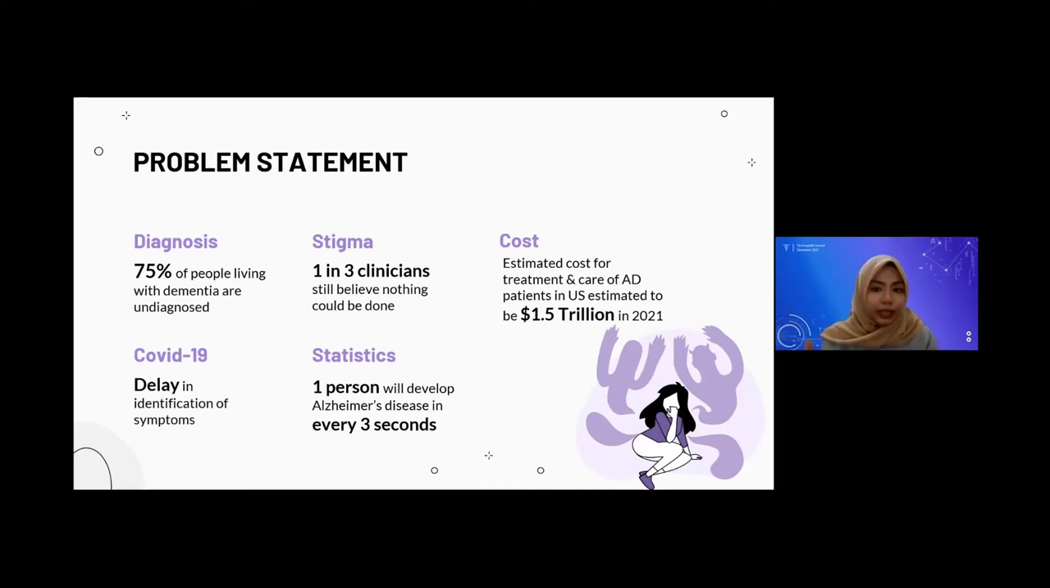Worrying about Alzheimer's disease, Mr. Ben learns that 75% of people living with dementia are undiagnosed, and identification has been delayed because of COVID-19. One in three clinicians still believe nothing could be done, and every 3 seconds we have one new Alzheimer's patient. The estimated cost for treatment and care is around $1.5 trillion in 2021 alone.